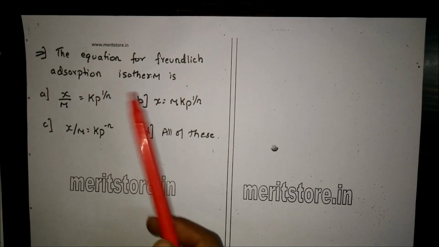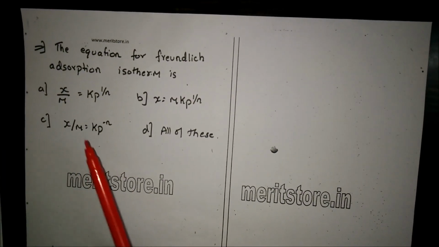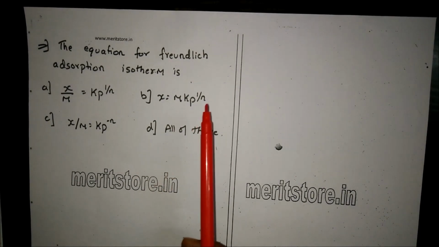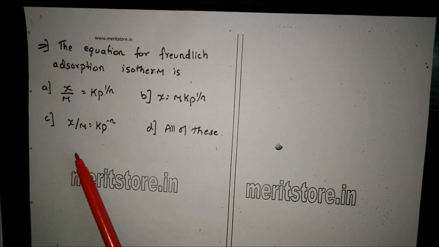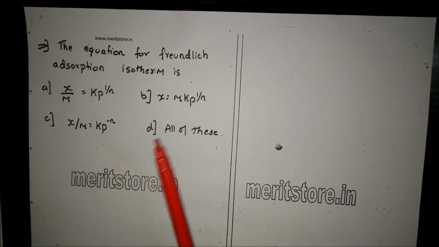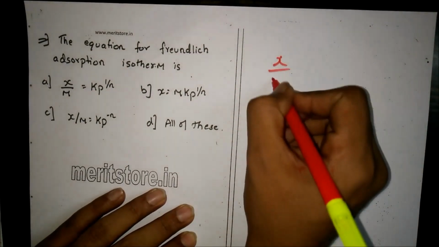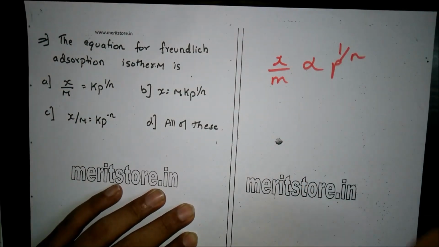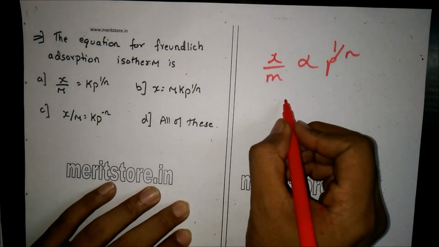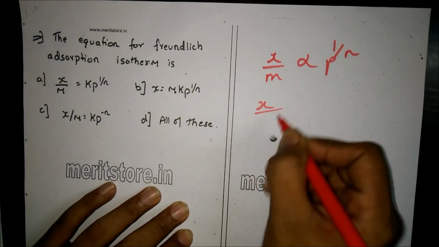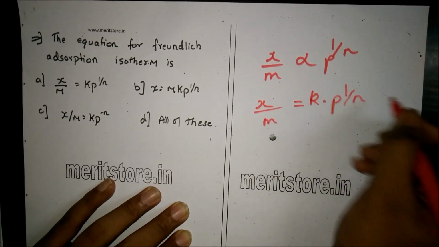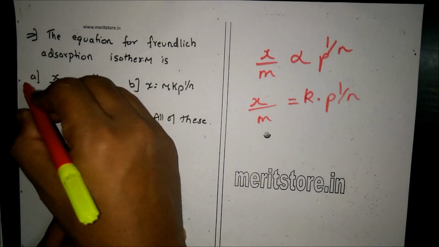Equation for Freundlich adsorption isotherm is A. x/m = k into P raised to 1/n. B. x = m into k into P raised to 1/n. C. x/m = k into P raised to minus n. Or D. All of these. Now, according to Freundlich equation, x/m is directly proportional to P raised to 1/n. In order to equate, we need to introduce a constant. Therefore, x/m = k P raised to 1/n. Hence, A is the correct answer.